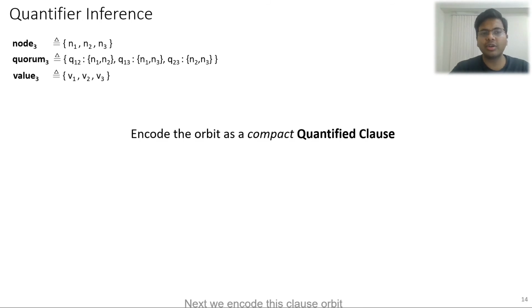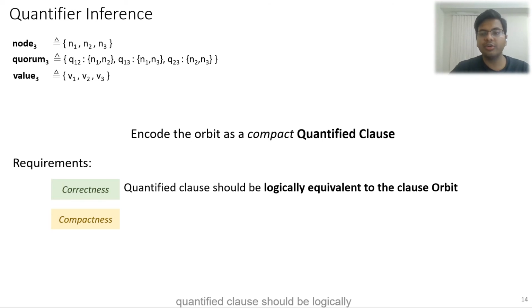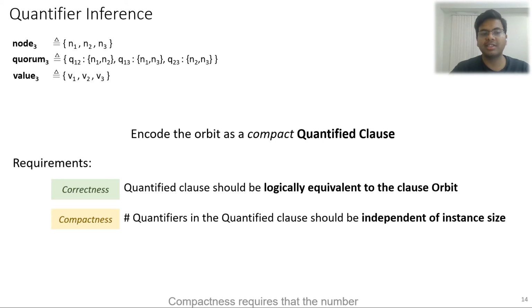Next, we encode this clause orbit compactly as a single quantified clause. To do so, we have two requirements: correctness and compactness. Correctness requires that the quantified clause should be logically equivalent to the clause orbit. Compactness requires that the number of quantifiers in the clause should be independent of the finite instance size.